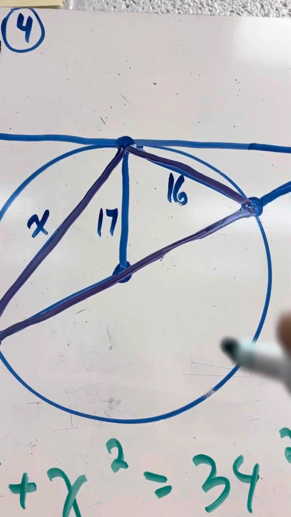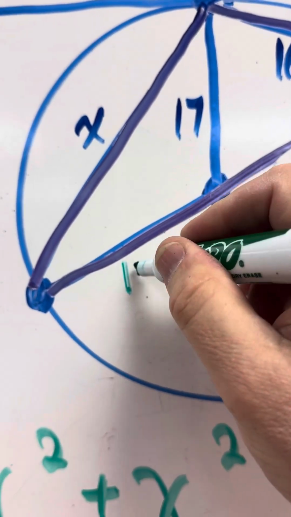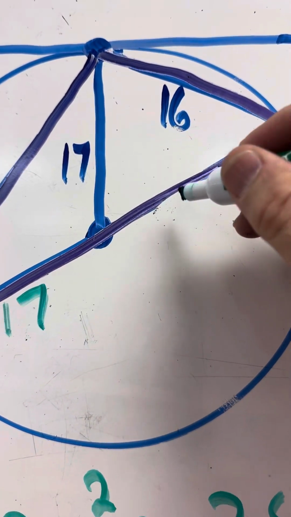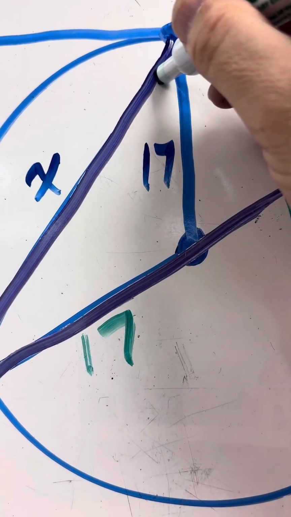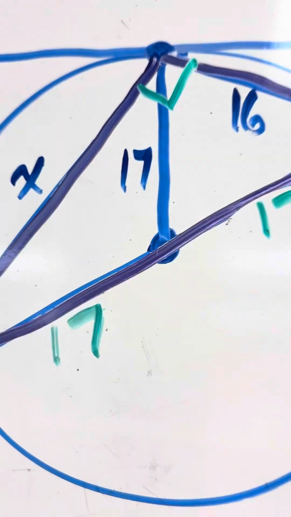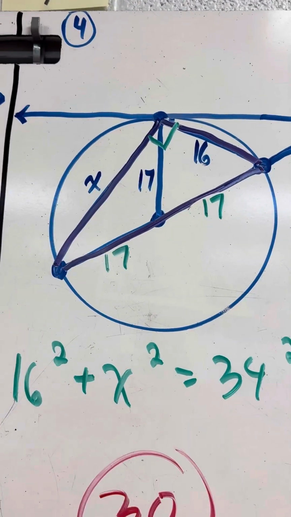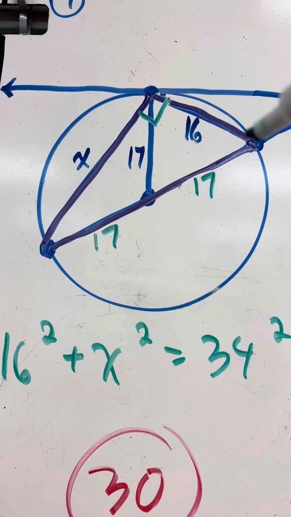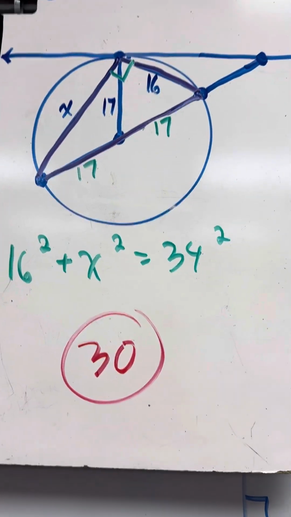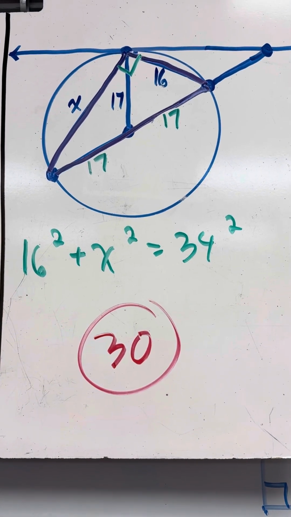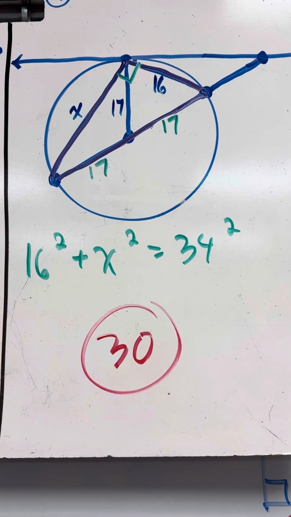Over here, if the radius is 17, then this radius here is 17, and this radius here is 17, meaning that if this is your right angle, then the hypotenuse is 34. So 16 squared plus x squared equals 34 squared. So you do 34 squared minus 16 squared, take the square root, and you get 30.